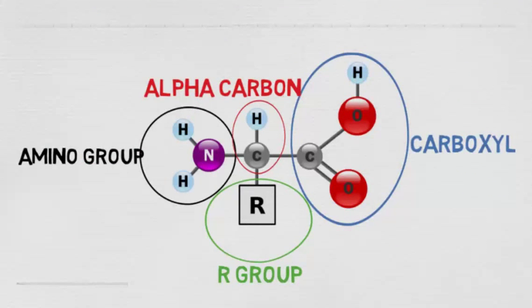The amino group, circled in black, is composed of 2 hydrogens bonded to a nitrogen. Next is the carboxyl group, containing a carbon double bonded to an oxygen and an OH. In the middle, in red, is the alpha carbon bonded to a hydrogen. And lastly, we have the variable group R, which varies between amino acids and gives them their function.